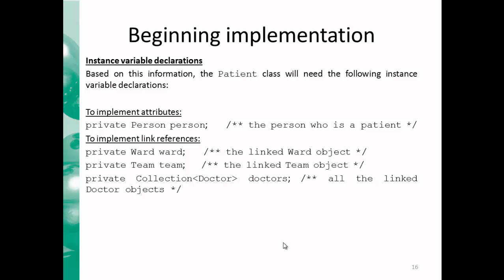So now if you want to implement these, we start with the instance variables. You find that we define the attribute person as a private object of type person, and we implement the references word and team as private objects of type team and word. We define the collection of doctors as a private instance of the interface collection.